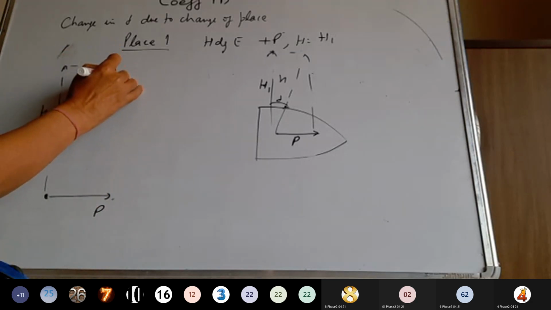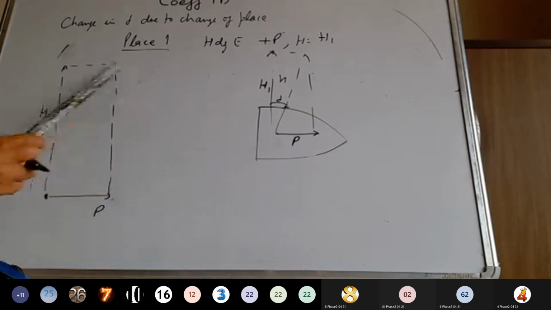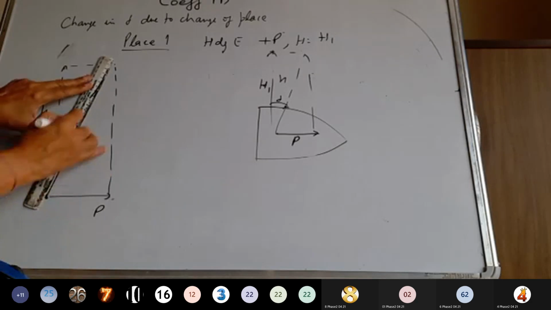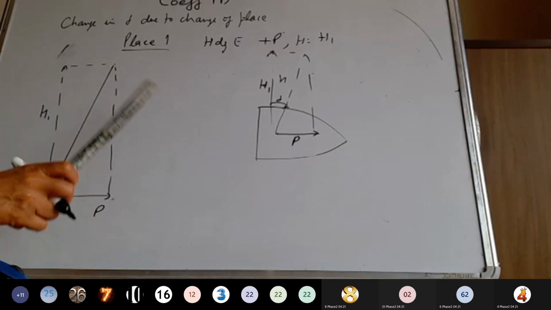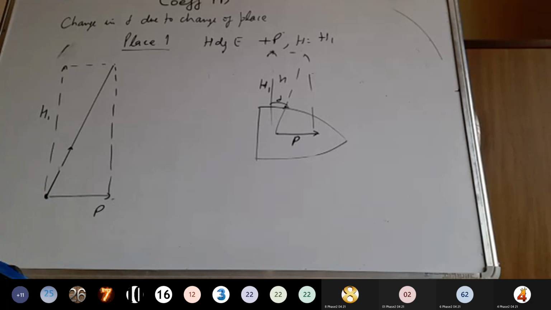So what will happen? We draw the resultant. Let us say the resultant is acting in this direction. If this force P was not there, your magnetic compass needle would have been pointing in this direction. But now it is pointing in this direction. So this is the deviation the vessel will observe at place 1, where the force P is this much and the value of H is H1.